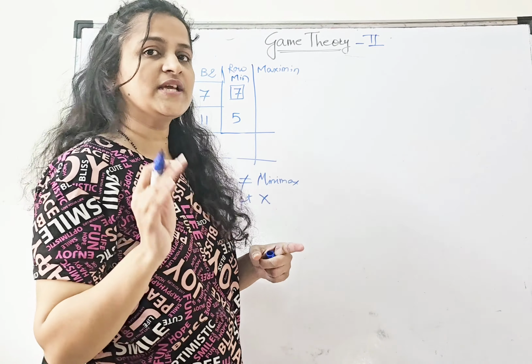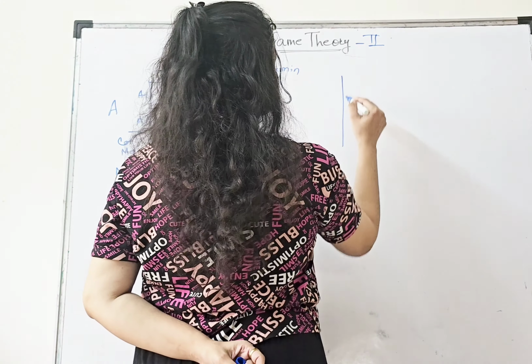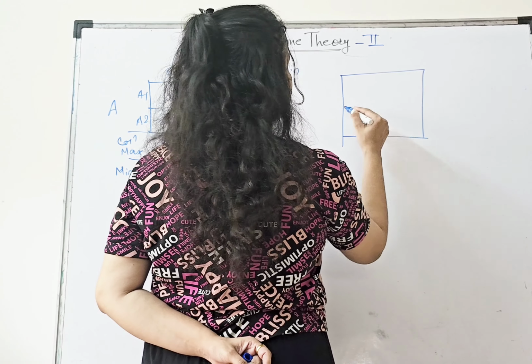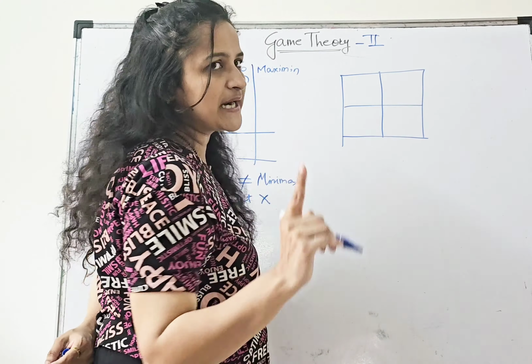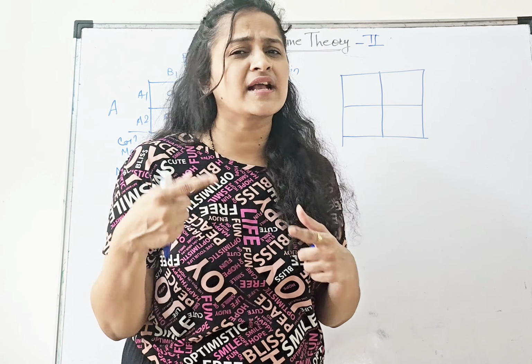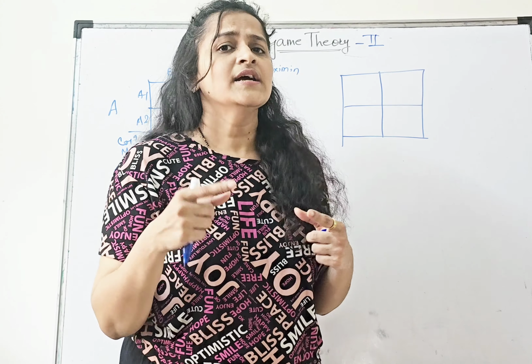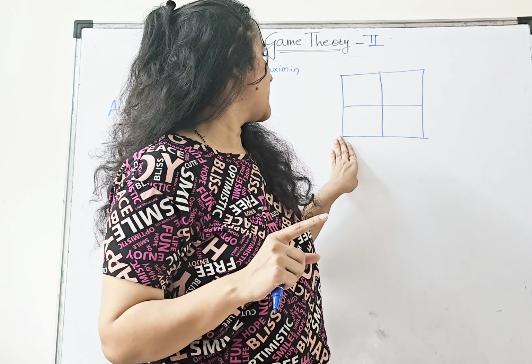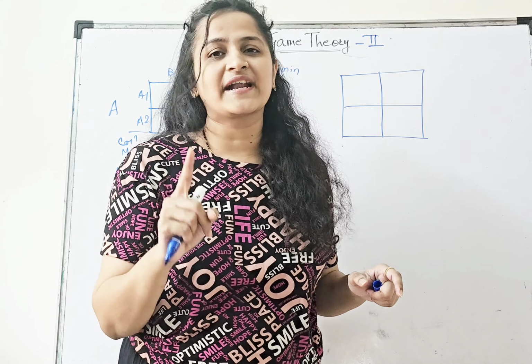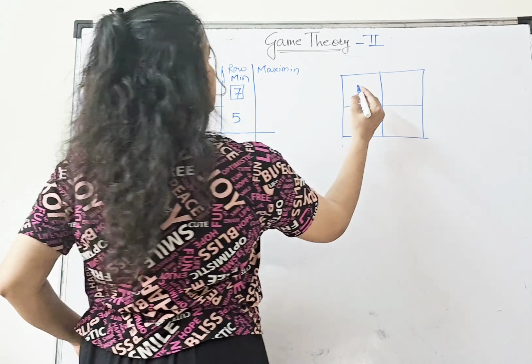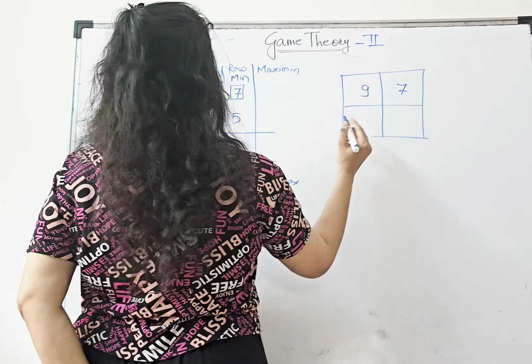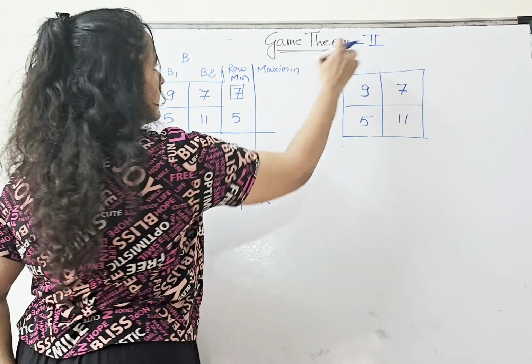Now how to solve the mixed strategy game? Okay, again very simple. I am going to give you some very nice tricks. There are some formulas, but as I always say, I don't believe in mugging up formulas and all, right? Everything is logical, so we are not going to use any formulas and I'll make it very easy for you. Okay, let me copy down all the outcomes 9, 7, 5 and 11. Okay, this is A and B and all of that.